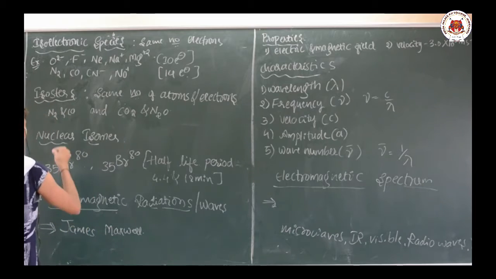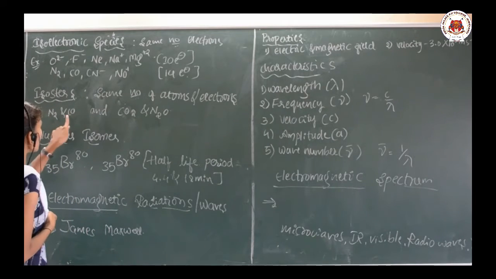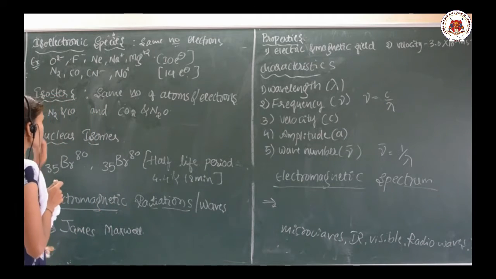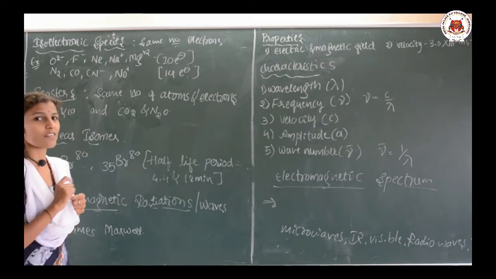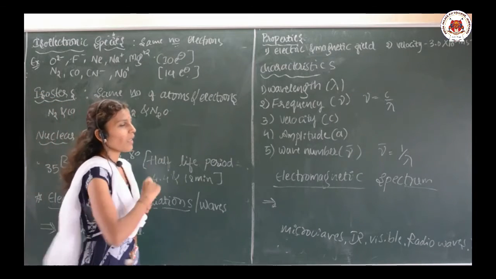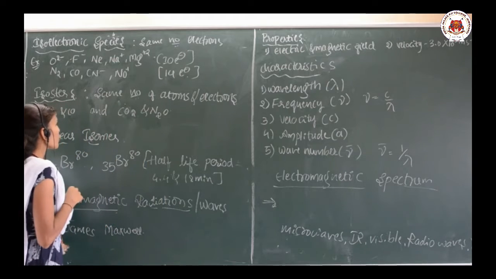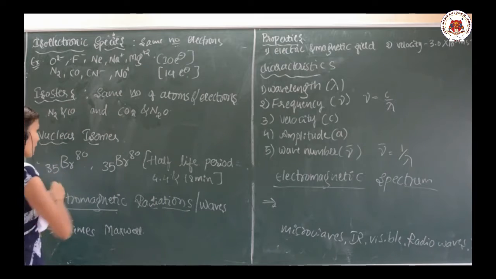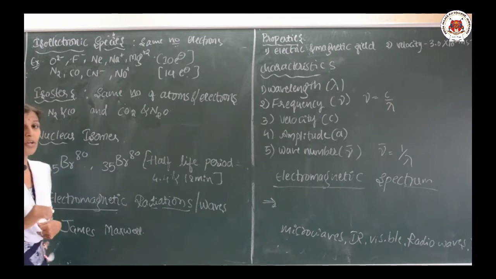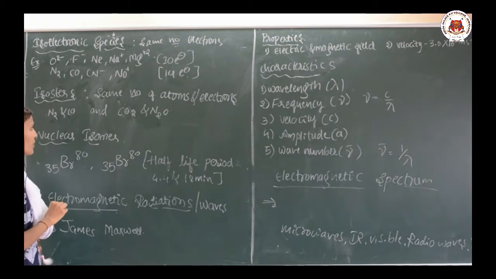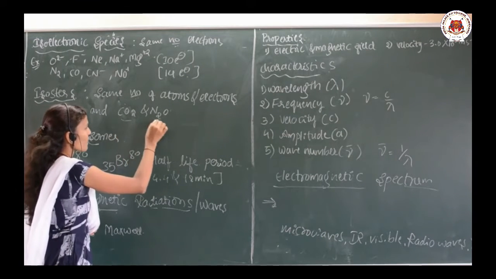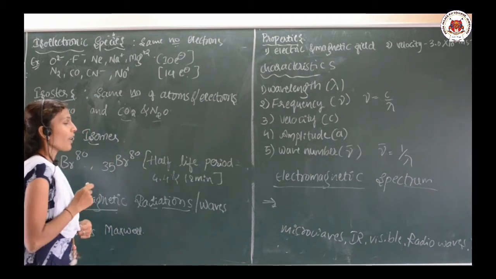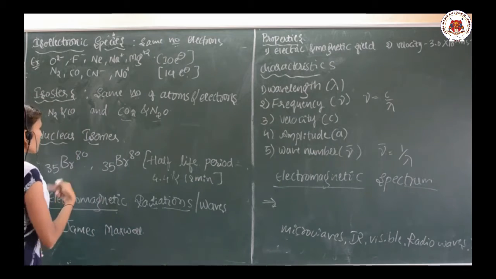If you calculate the electrons, N2 has 14 electrons, and CO also has 14. It means isosters are the molecules which consist of the same number of atoms and the same number of electrons. Examples of isosters are N2 and CO. Similarly, one more example is CO2 and N2O, which also have the same number of atoms and the same electrons. Clear?